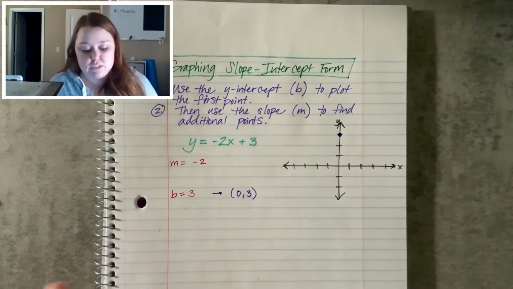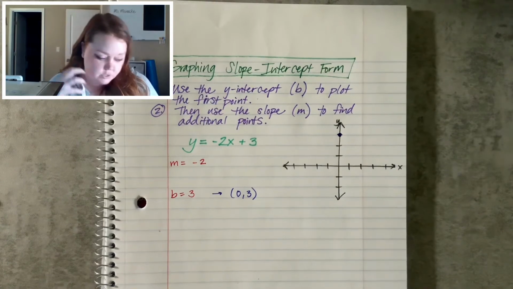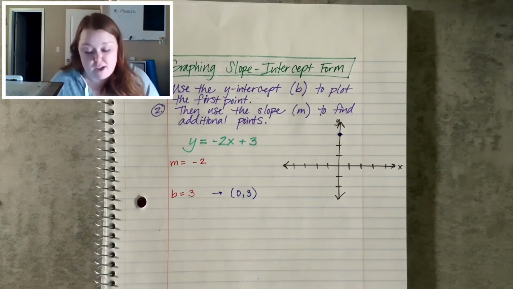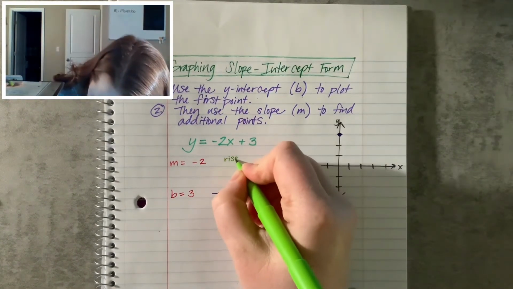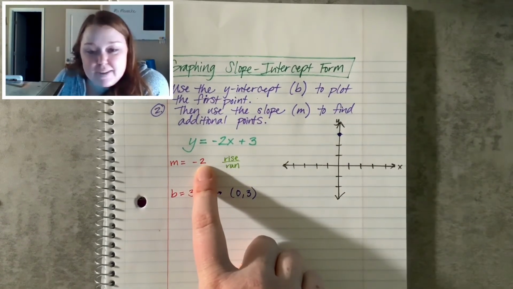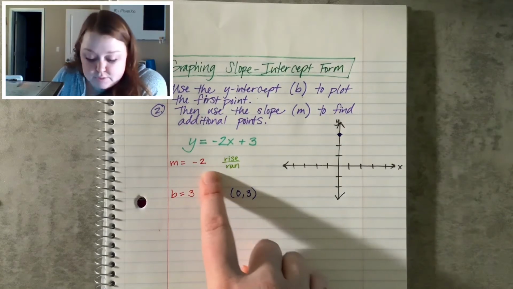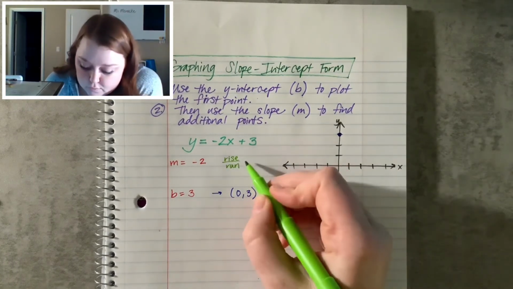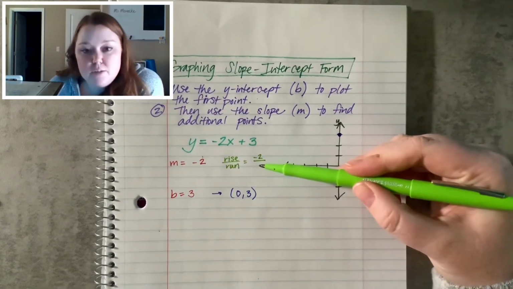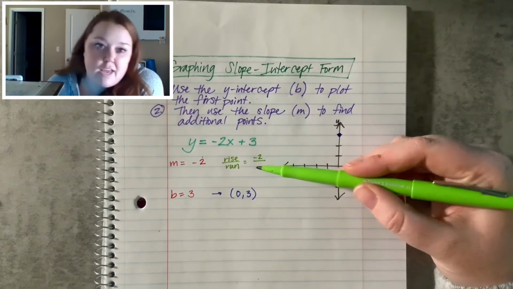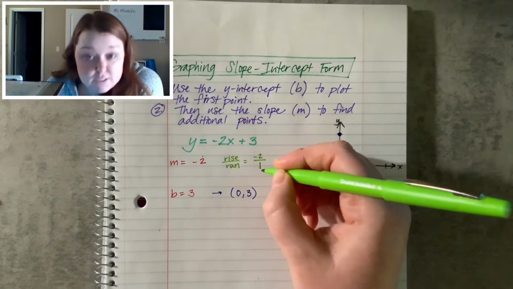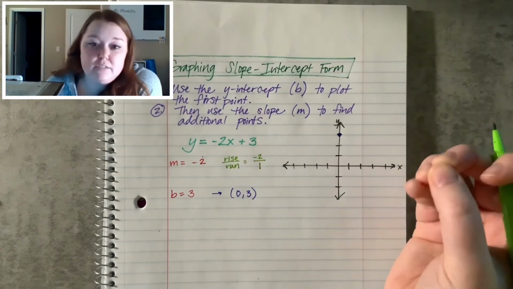Now, the slope is going to tell you how to move, but this is where you have to do a little bit more thinking. So the slope is your rise and your run. That's what slope is. Rise over run. But this isn't a fraction. So how does that work? Whatever this is, I'm going to put it for my rise. Now I have to think of what number I can divide negative 2 by and have it end up as negative 2. Negative 2 divided by 1 is negative 2. So anything divided by 1 is itself.